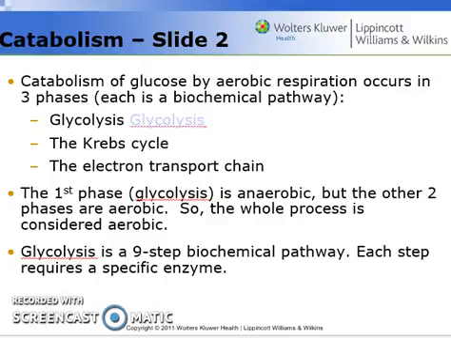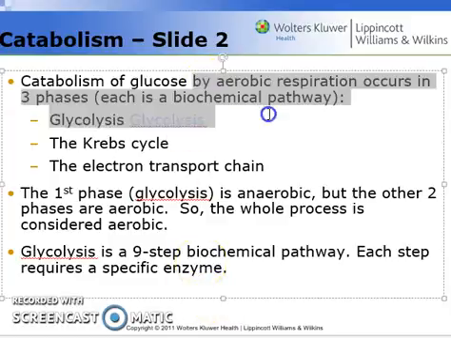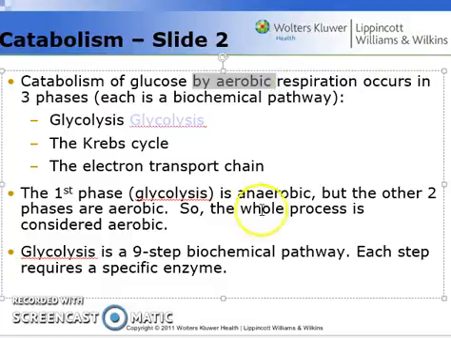Now, this differs from the Krebs cycle and the electron transport chain because both of those require oxygen. And so the entire process is going to be considered aerobic, because the Krebs cycle and the electron transport chain, 2 out of the 3, are going to require oxygen being present for cell respiration to take place. And when I say cell respiration, it's the same when I'm talking about aerobic respiration. I just prefer to say cell respiration.